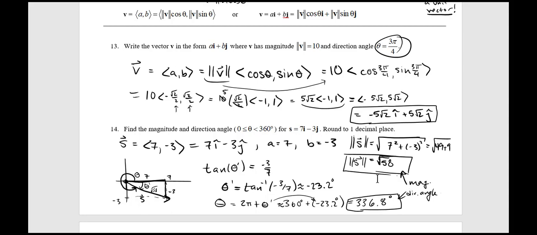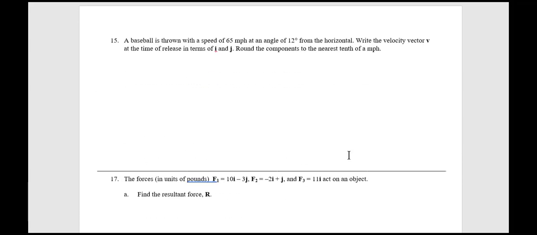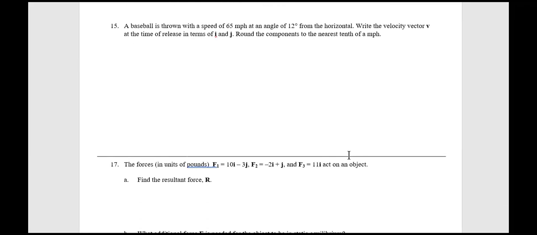All right, so not too bad. Well, let's look at a couple of applications. I think this is where we'll wrap up. Let's just do a couple of these little application problems. This problem 15 says a ball is thrown with a speed of 65 miles per hour at an angle of 12 degrees from horizontal. Write the velocity vector at the time of release in terms of i and j.